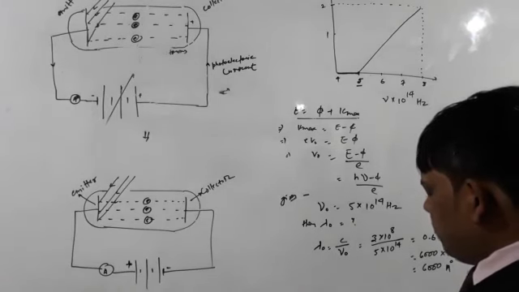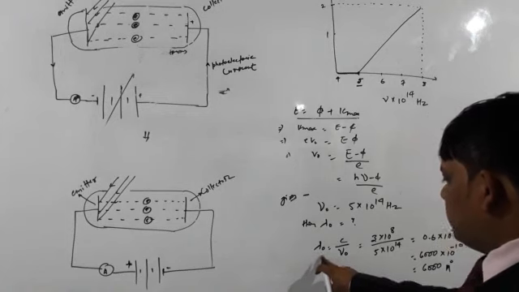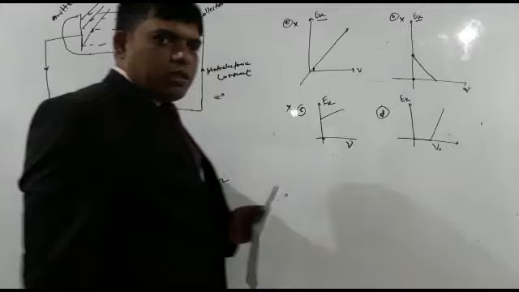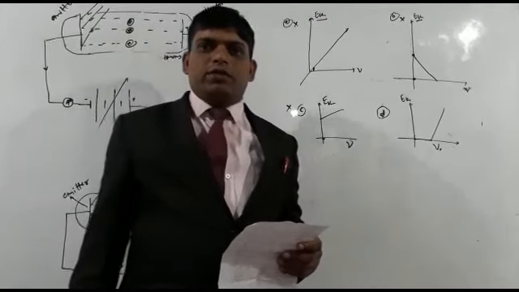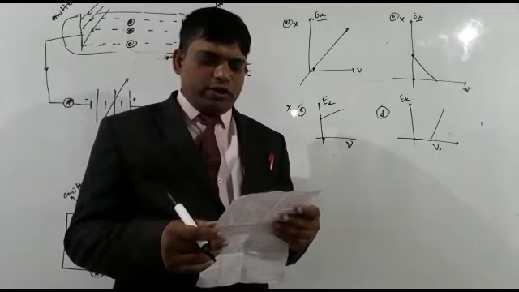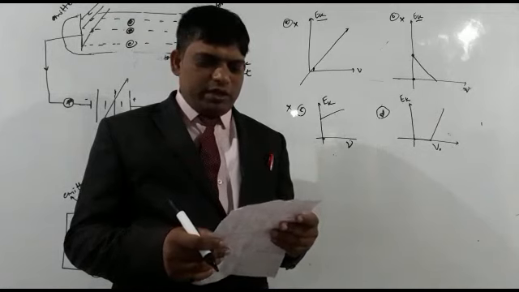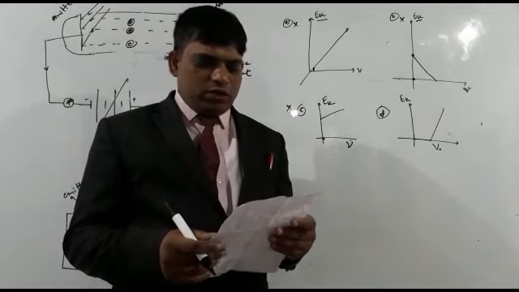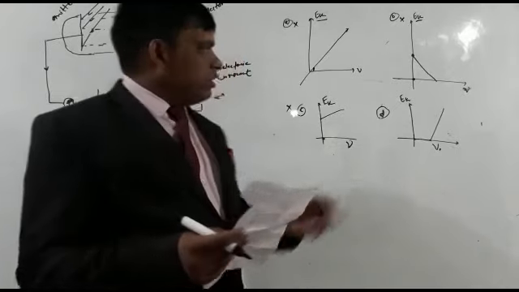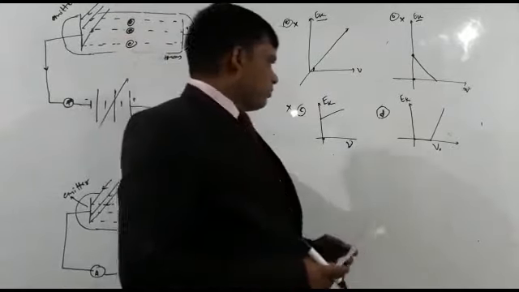That is, the threshold wavelength is equal to 6000 angstrom. Now we will discuss question number 3. The question says: which of the following graphs represent the variation of maximum kinetic energy Ek of the emitted electrons with frequency nu in the photoelectric effect correctly. These are the 4 graphs. We have to choose the correct graph.